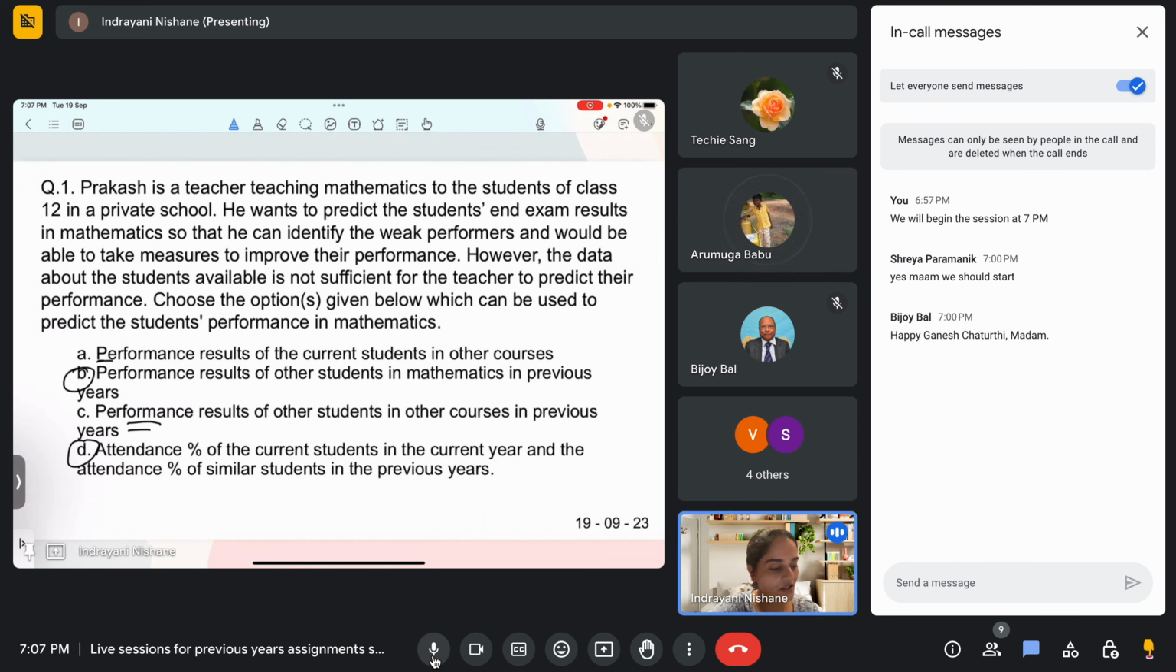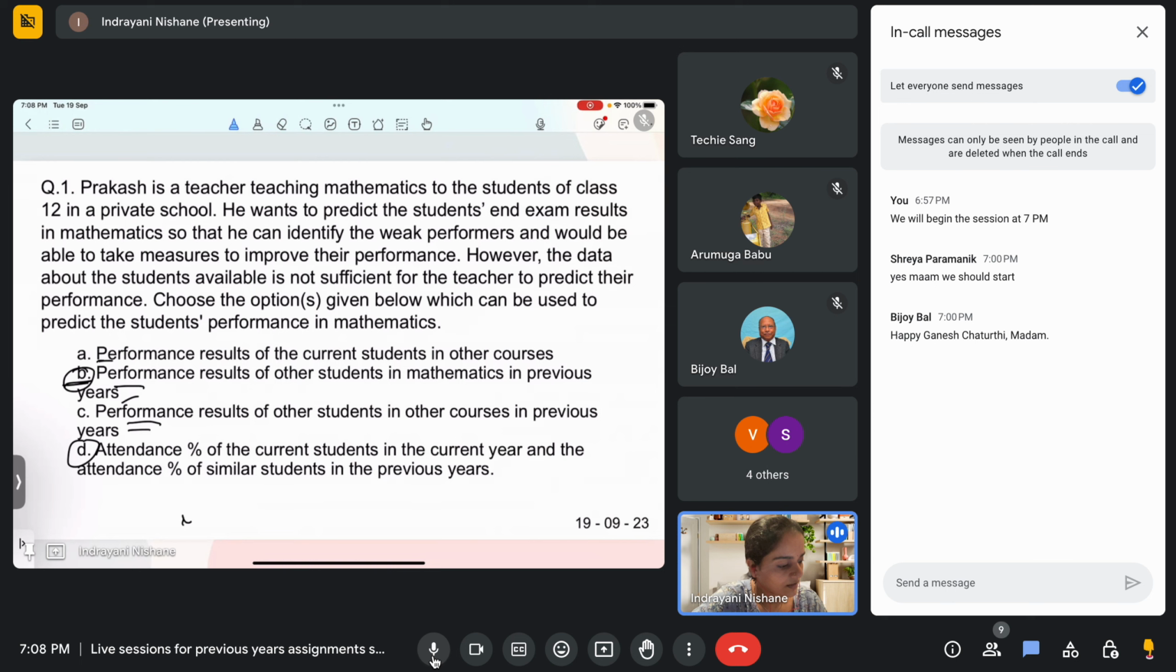Right. So absolutely, option B is correct. I agree. How other students are performing in a similar level of mathematics, because the syllabus of mathematics remains the same, the class 12 syllabus. So all those things remain the same. So of course, option B is going to give us some insight.